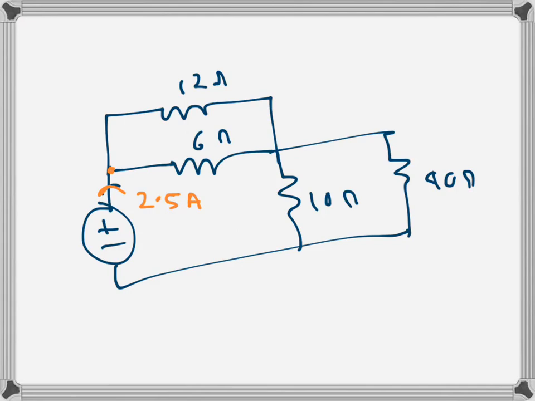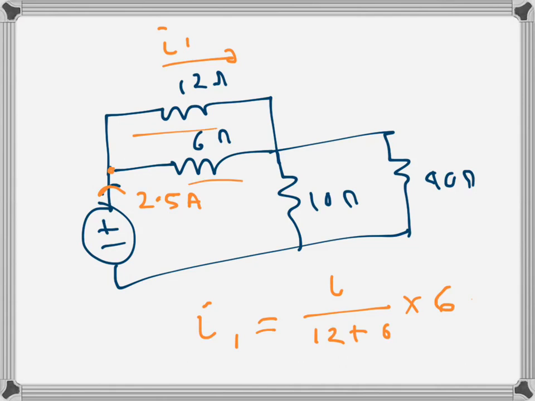So if we want to find this current, which is I1, I1 will be the total current divided by the sum of the two parallel resistances, times the other resistance. That's how we can find I1. This happens because the voltage drop here and the voltage drop here are equal. We won't go into the derivation of the rule, but we use the current divider rule when we have two parallel branches to find the current in any of those two branches.